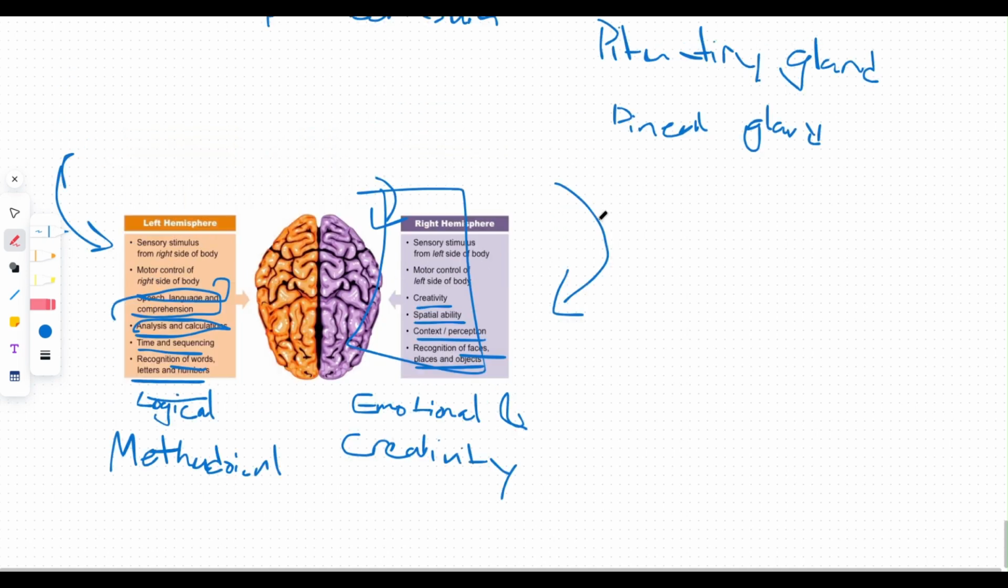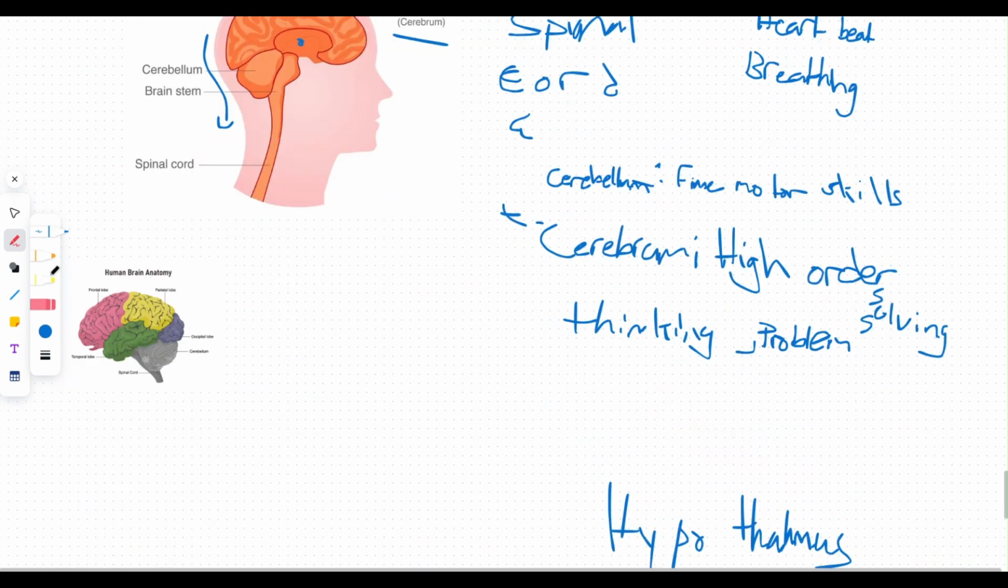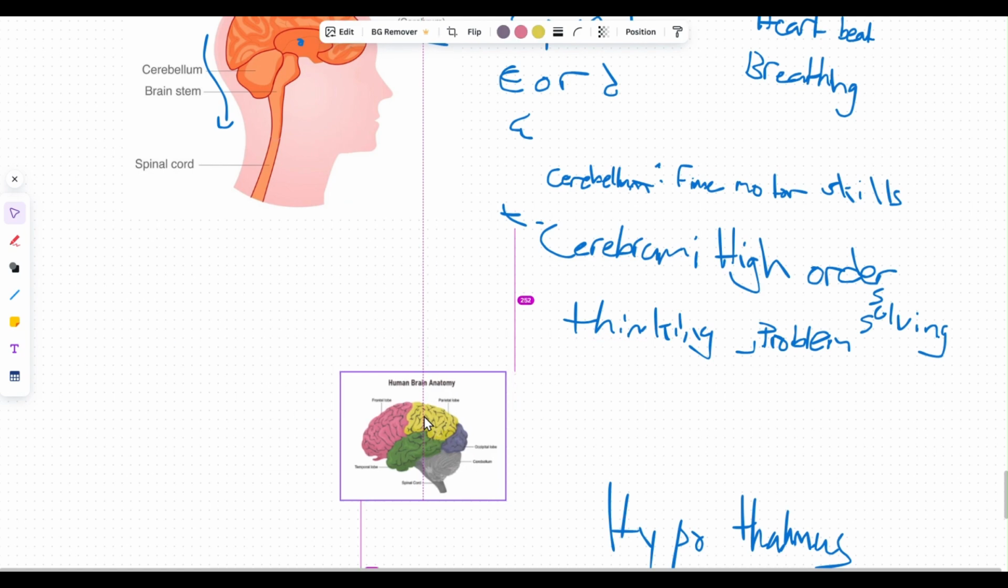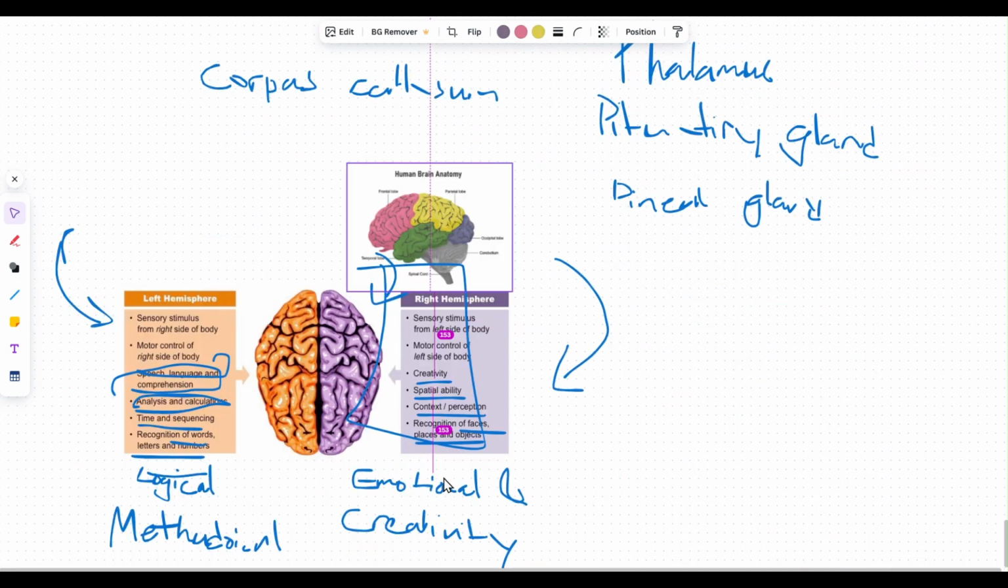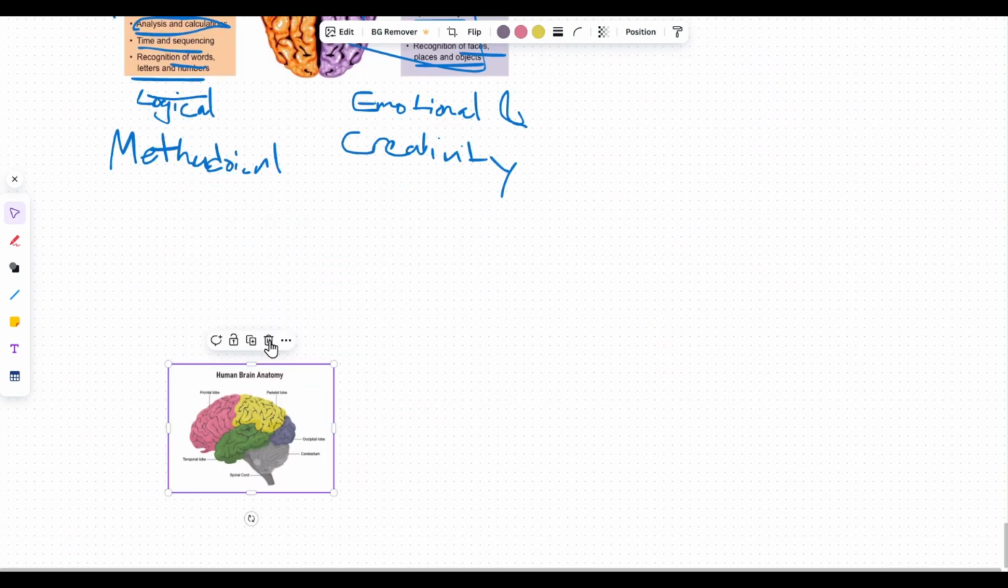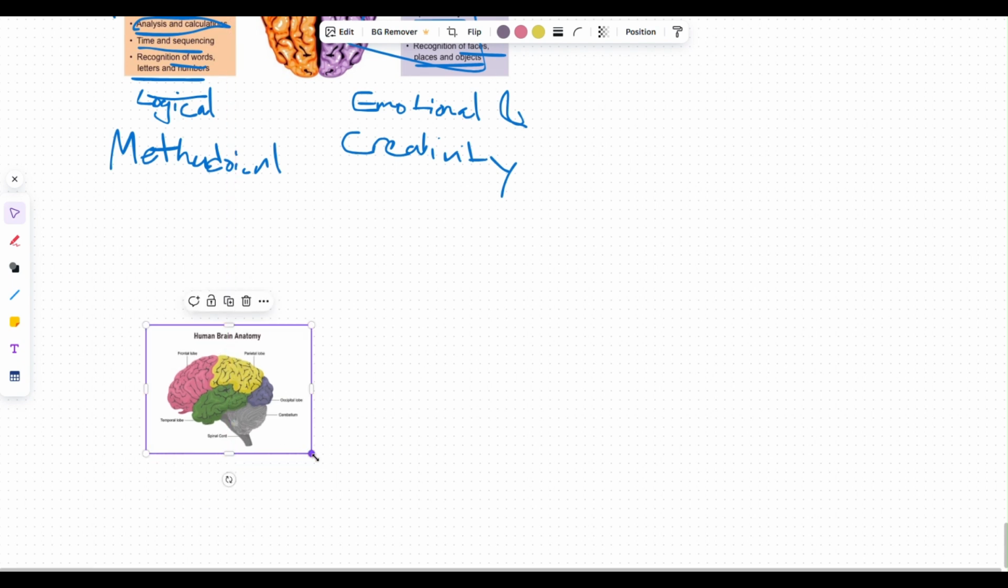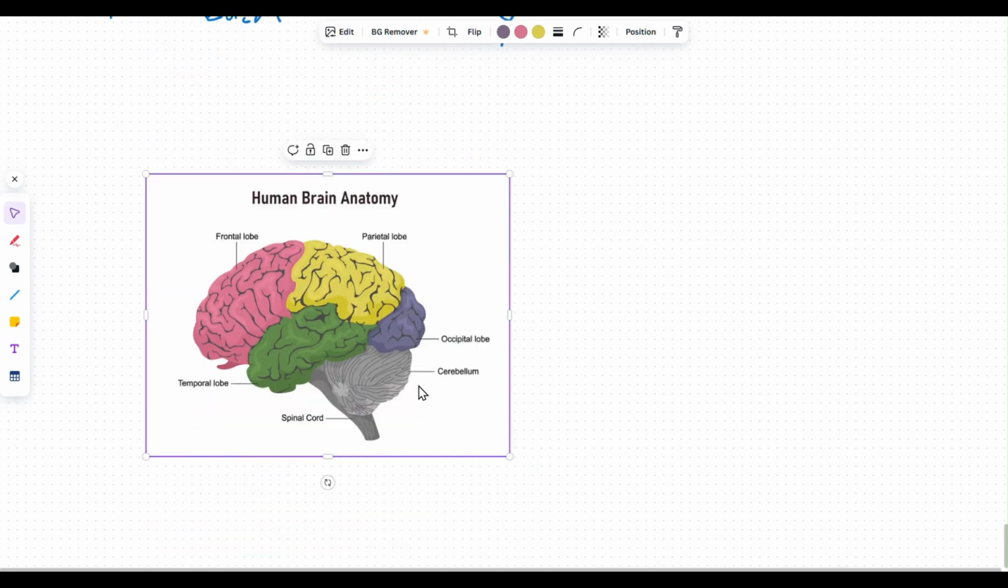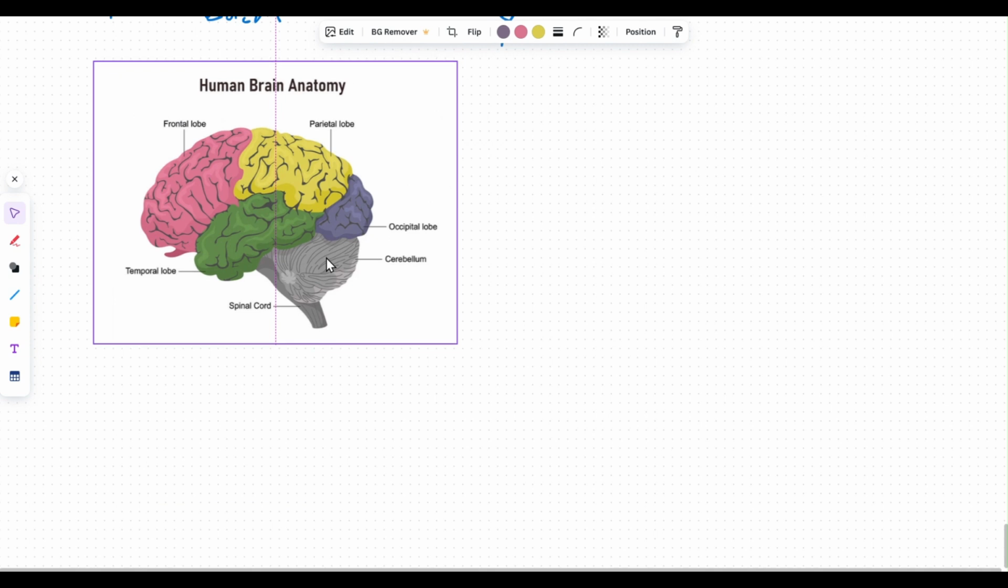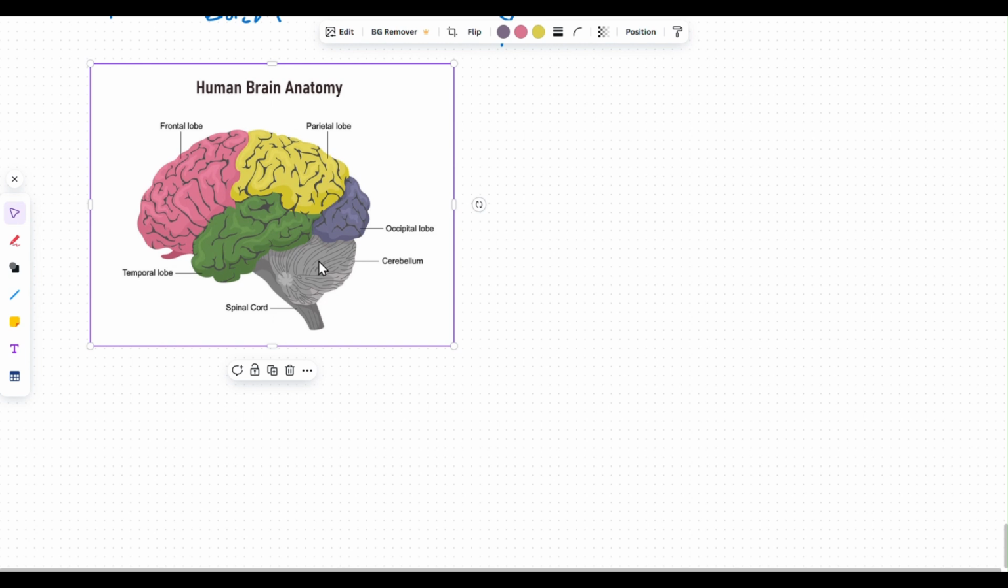Anyway, let's get into the human brain anatomy. The frontal lobe, parietal lobe, occipital lobe, and temporal lobe are all part of the cerebrum. What is the cerebrum? Higher order thinking. This is problem solving, decision making, your personality, your judgment, like everything here. So let me talk about this.